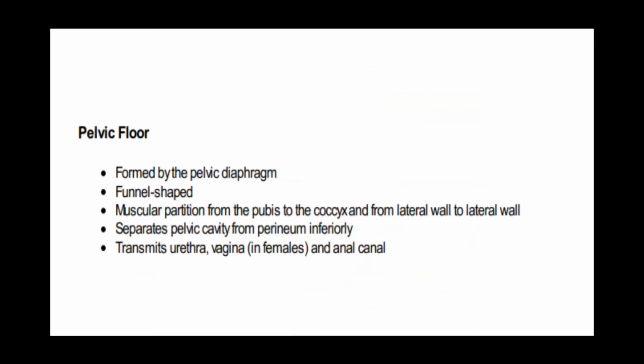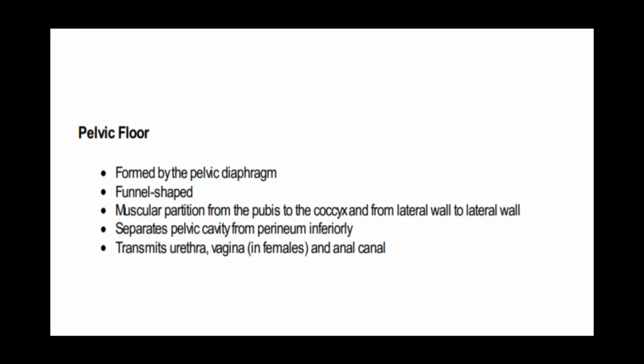Most of the slides here are extracted from the Atlas of Human Anatomy by Frank Netter, including this one. Just a brief summary: the pelvic floor is formed by the pelvic diaphragm, and the pelvic floor is funnel-shaped. It serves as a muscular partition from the pubis to the coccyx, from anterior to posterior, and from the lateral wall to lateral wall.